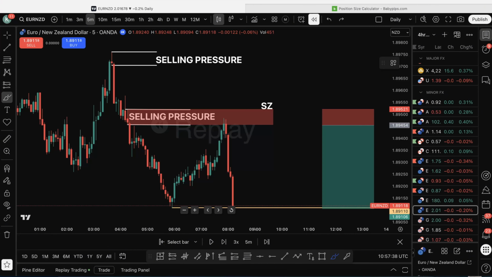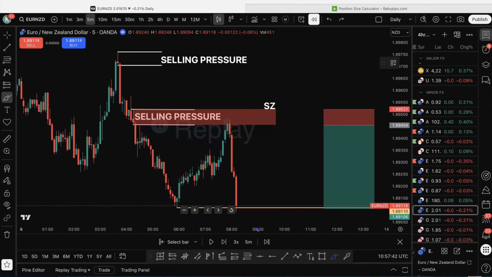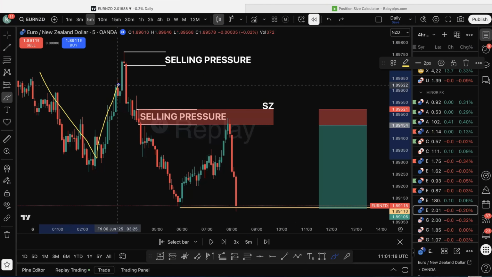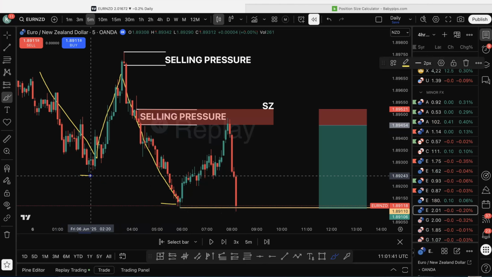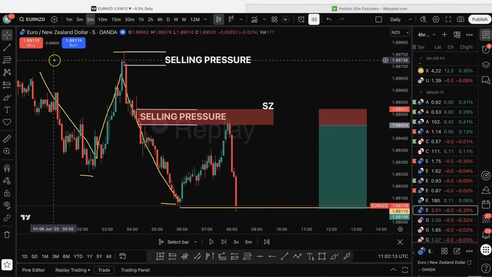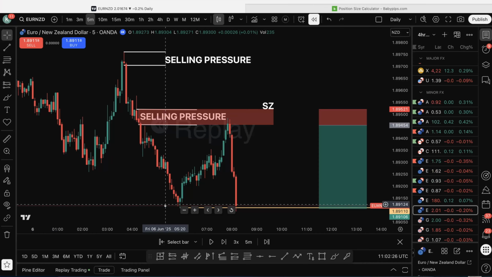Now, one very important thing about supply and demand is that you have to use it in line with the overall trend direction. So we can see that this market is falling. It's creating lower lows and lower highs, meaning every low is lower than the previous one, and every high is lower than the previous one as well. So what this tells us is that the market is in what we call a downtrend. And in a downtrend, we only want to focus on selling supply zones. We do not buy demand zones.